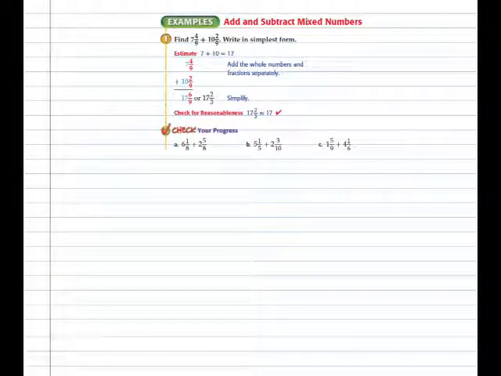Find 7 and 4/9 plus 10 and 2/9. First thing they did here was estimate. They rounded 7 and 4/9 to the nearest whole number, which in this case would be 7. 10 and 2/9 to the nearest whole number would be 10. So our estimate is 7 plus 10 or 17. Because we already have common denominators, we simply add the numerators. 4/9 plus 2/9 is 6/9. We then add the whole number parts. 7 plus 10 is 17.